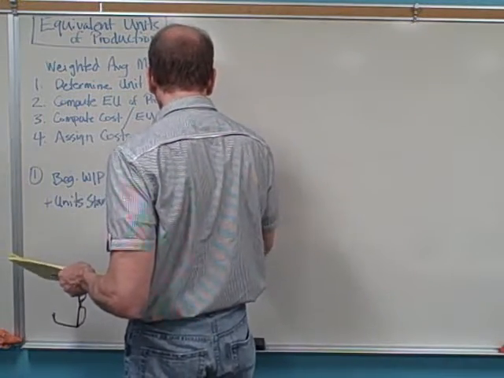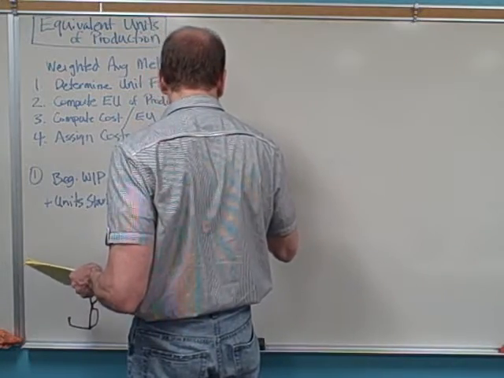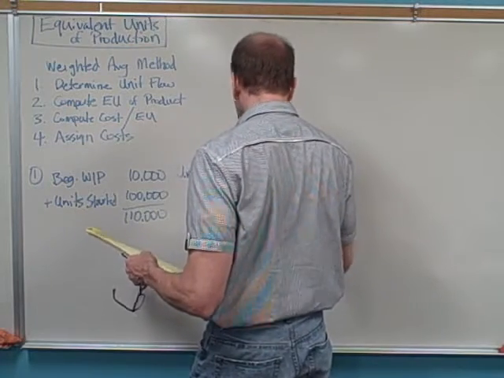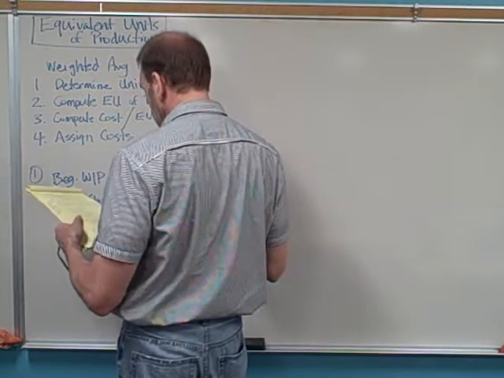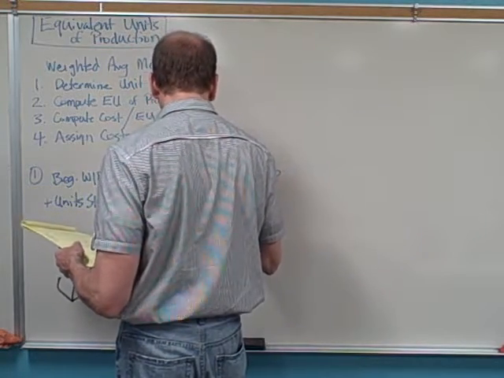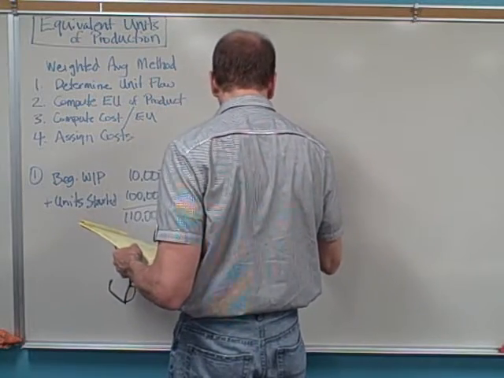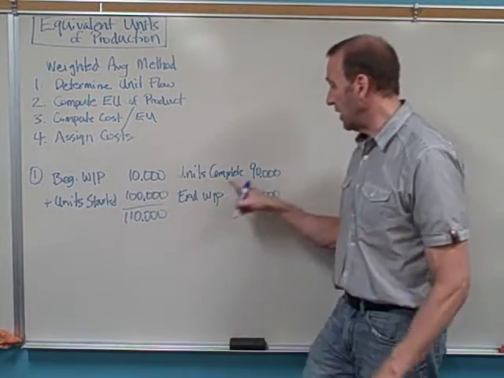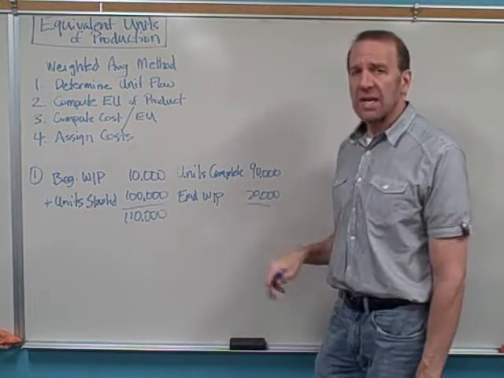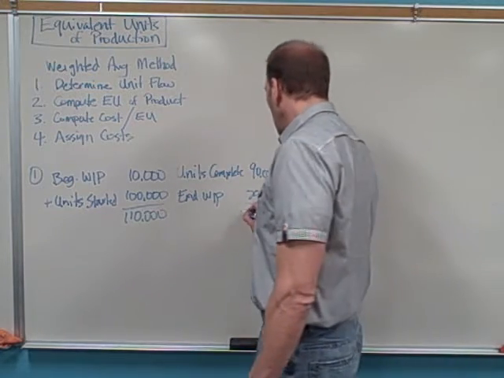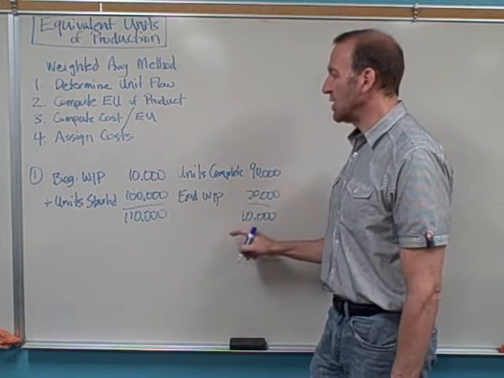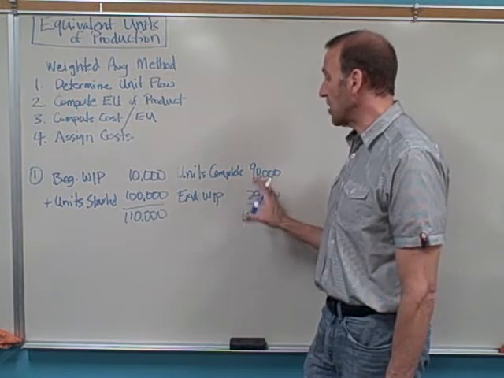So units completed are 90,000 and units ending work in process is 20,000. So this is what happened to these 110,000. 90,000 were completed in this process and moved on to the next process, but 20,000 are still there. So we didn't lose any of them. We still have 110, but this is what's important right now to us because we need to calculate which costs are going to stay and which costs are going to go.